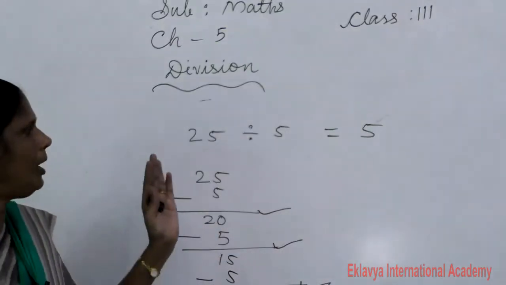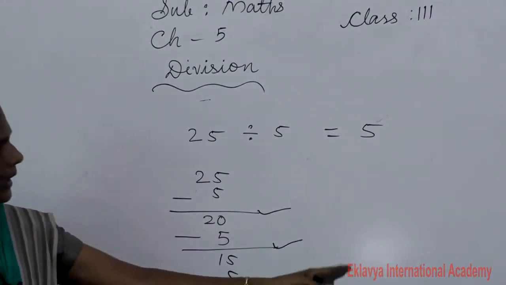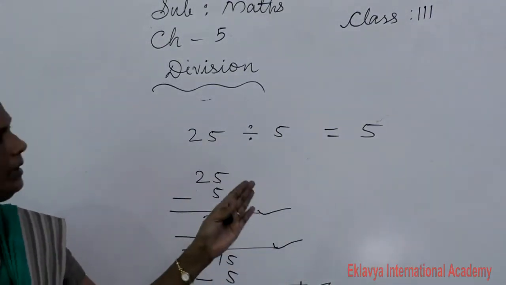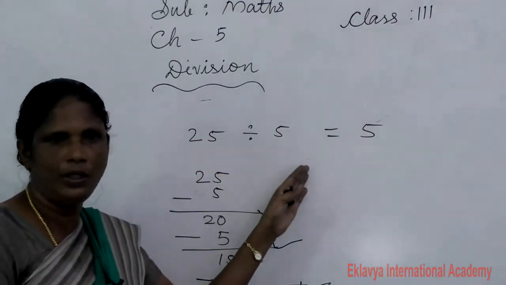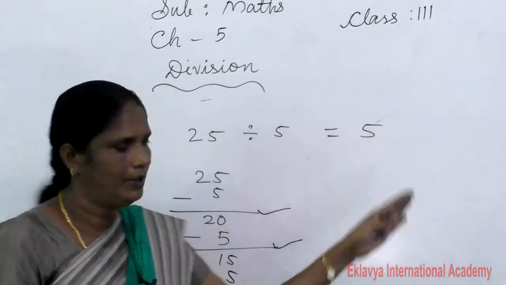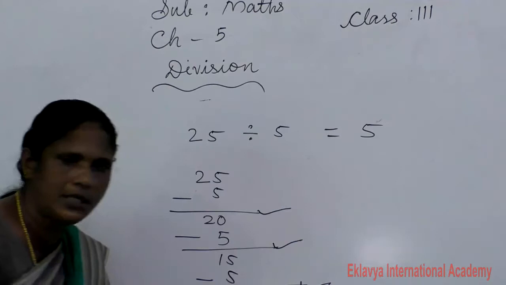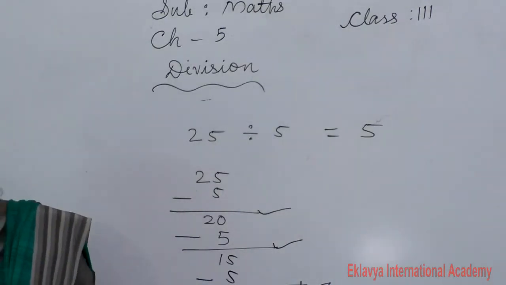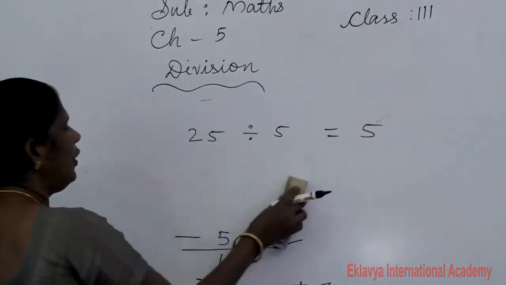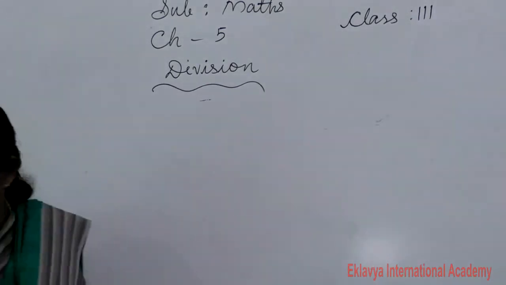You say the table of 5. 5 1 ja 5, 5 2 ja 10, 5 3 ja 15, 5 4 ja 20, 5 5 ja 25. This is the repeated subtraction, that is division. We don't follow this. We follow the short method here.